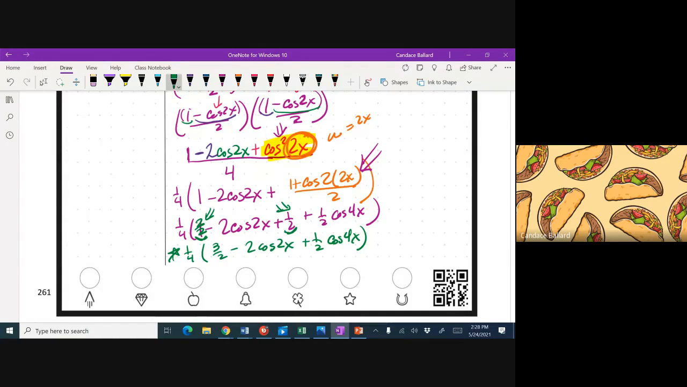Okay, so they're both a little bit different. One way, what do you think? What is instinct wanting you to do with that 1/4, everybody? Yeah, there's distribute. We want to distribute that thing, right? Okay, so if I distributed it, my answer would be 3/8 minus 2/4 cosine 2x. Let's see, 1/2 times 1/4 would be 1/8 cosine of 4x.